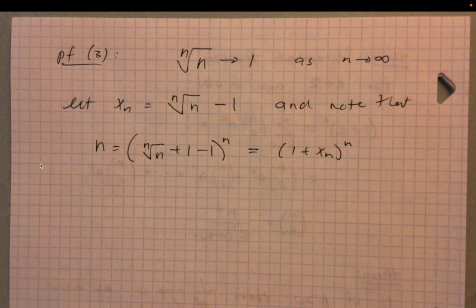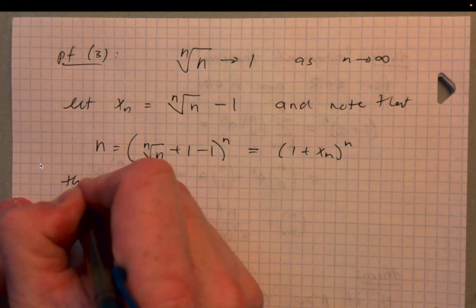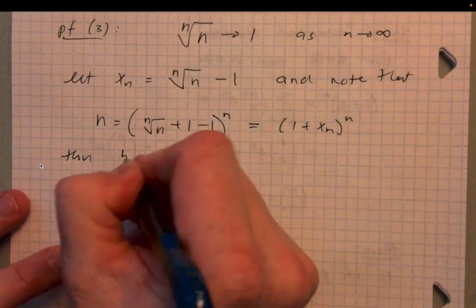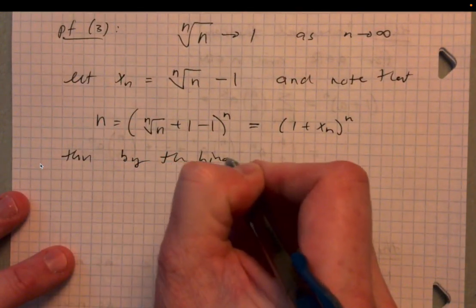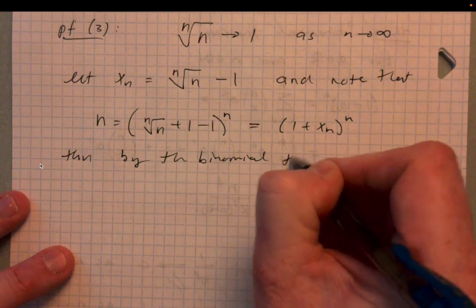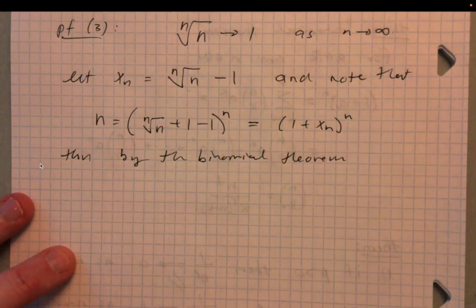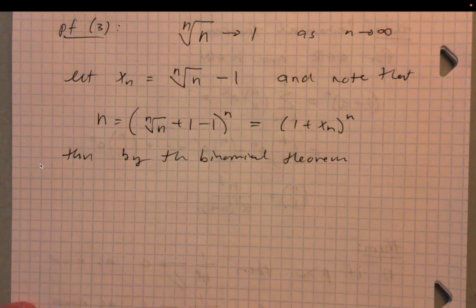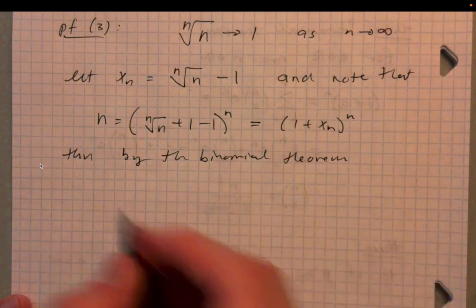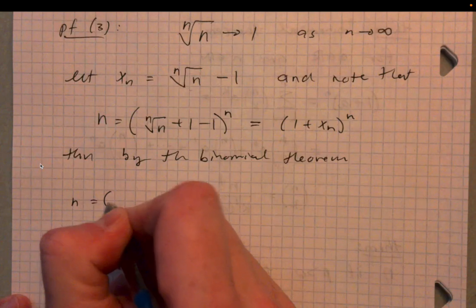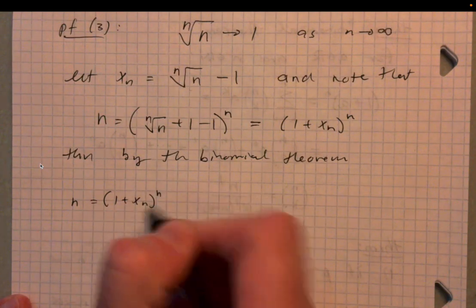All right, then by the binomial theorem, we're going to expand this and set up a nice inequality. So by the binomial theorem, we have n is equal to (1 plus x_n) to the n.